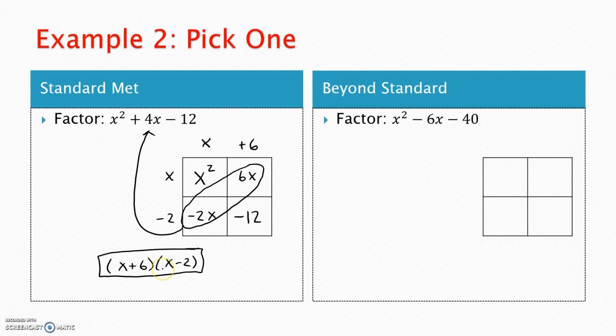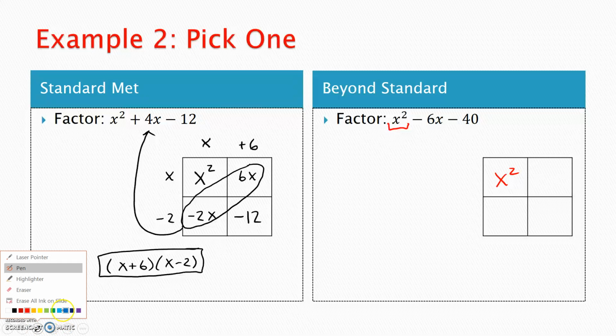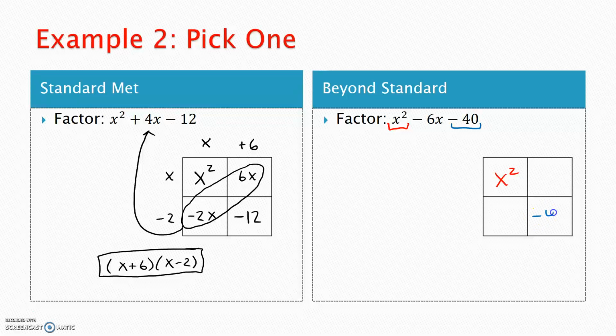All right, so there we have number 1 for standard met. If you chose that one, your two factors when you break apart that quadratic are x plus 6 and x minus 2. So let's try the one on the right over here. I know x squared, my first term, goes in the first box, and my last term, negative 40, goes in the last box. Now, what two things multiply to give me x squared? That's going to be an x times an x. I can do that one right away. Now I need factors of negative 40.